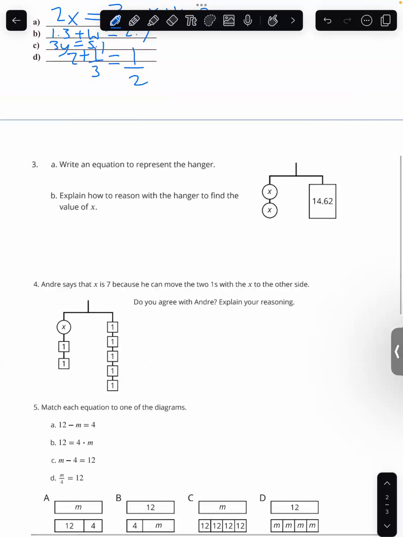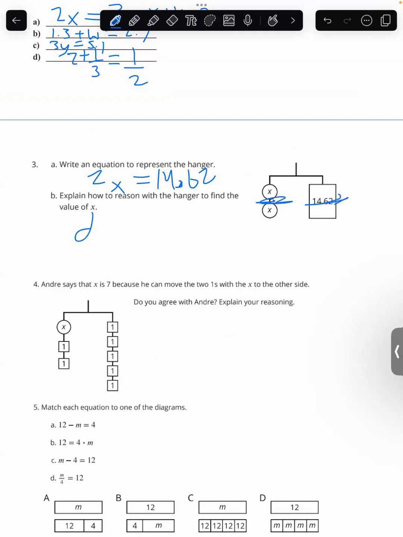Number 3, the equation to represent this hanger. We have 2 x's, or x plus x equals 14.62. Now how are we going to reason through this? Well, we have to take this 14.62 to get it down to the x's. We'd basically have to divide it into 2 parts.